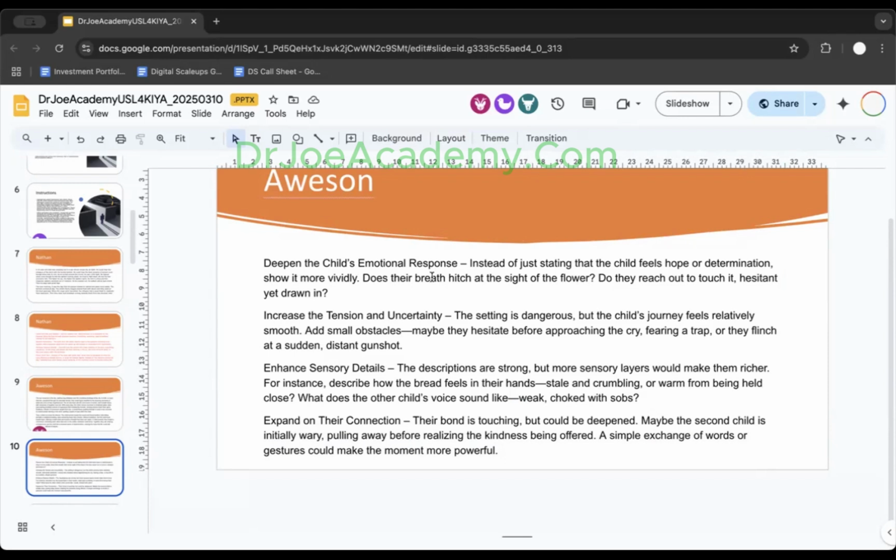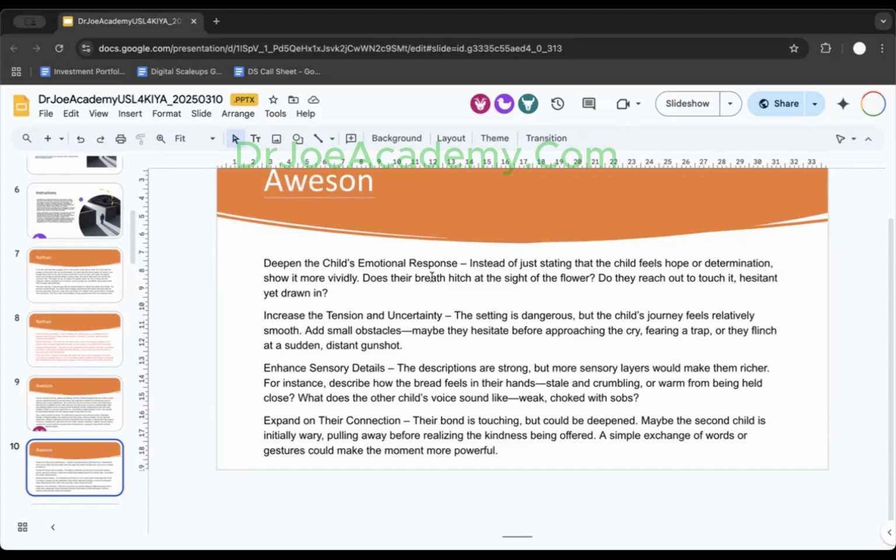Increase the tension and uncertainty. The setting is dangerous, but the child's journey feels relatively smooth. You can add small obstacles. Maybe they hesitate before approaching the cry, fearing a trap, or they flinch at a sudden distant gunshot. Again, this is just to heighten the tension of the story based off the setting. It really is important that you do so. And as long as it is action based and has an active voice in terms of the word choice that you use, it would always be helping move the story forward.